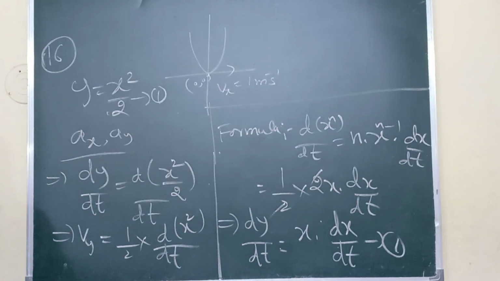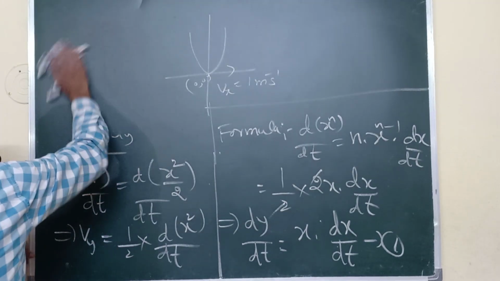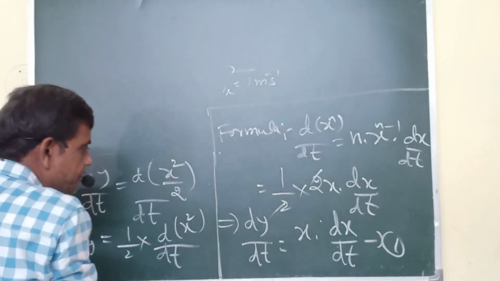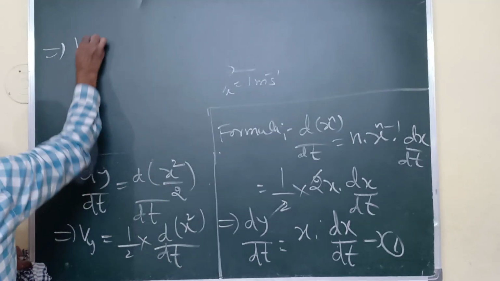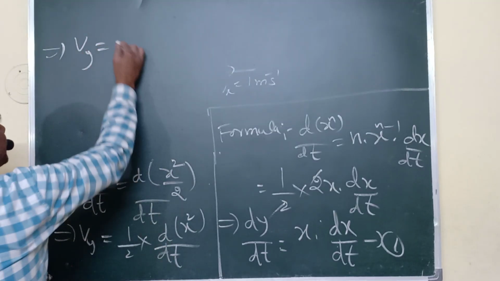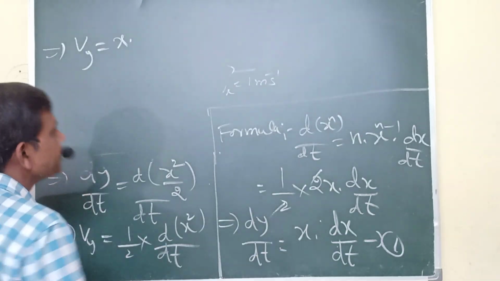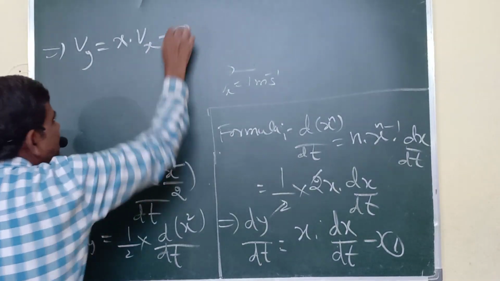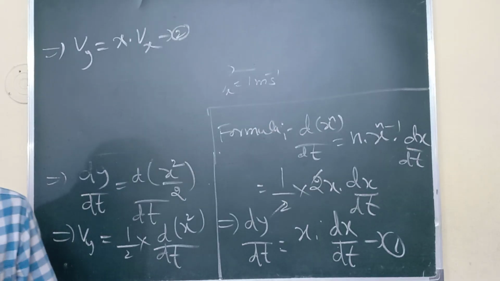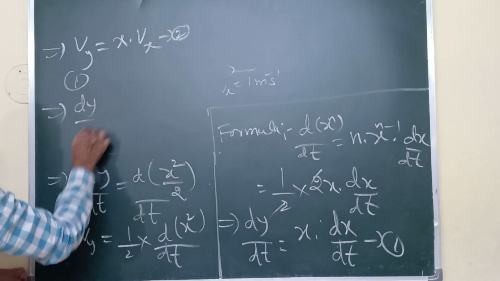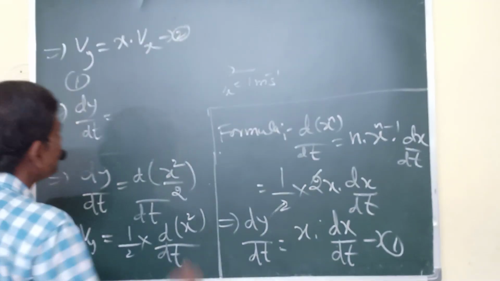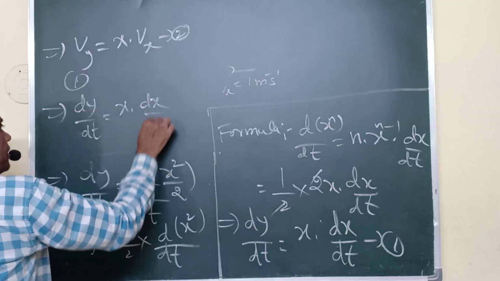Now apply the concept that rate of change of displacement is called velocity. This implies that the rate of change of displacement along the y direction is vy, which equals x into the velocity along the x direction, vx. This is my equation number 2. Again I take the first equation: dy by dt equals x into dx by dt.